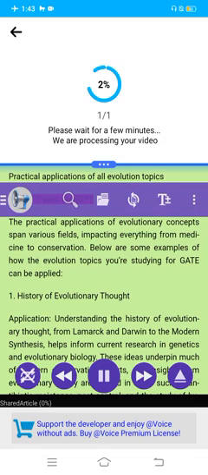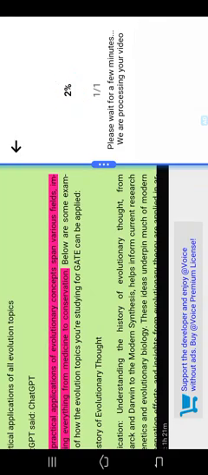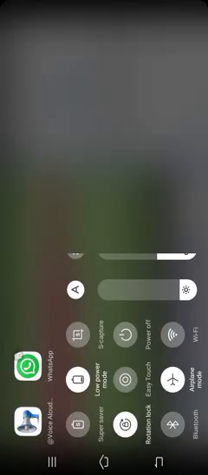The practical applications of evolutionary concepts span various fields, impacting everything from medicine to conservation. Below are some examples of how the evolution topics you're studying for GATE can be applied.